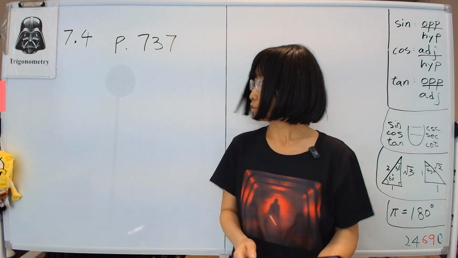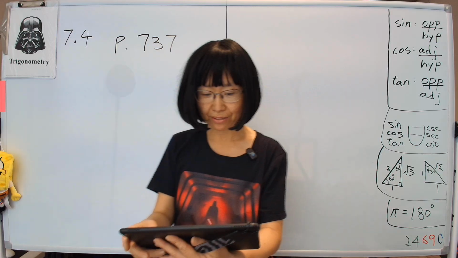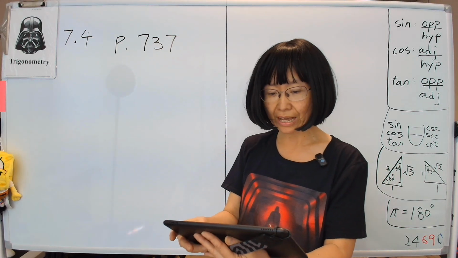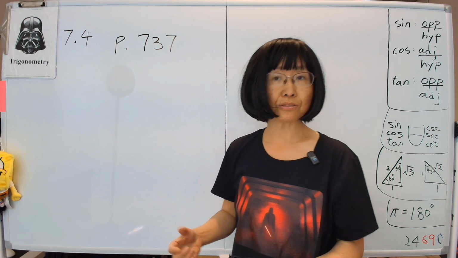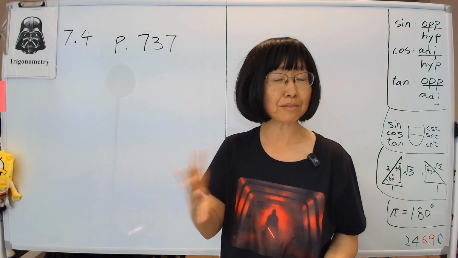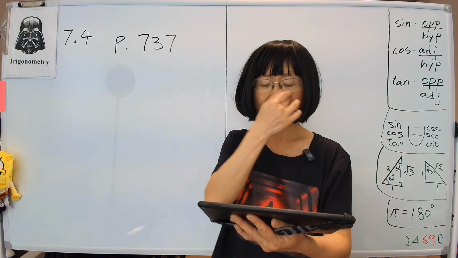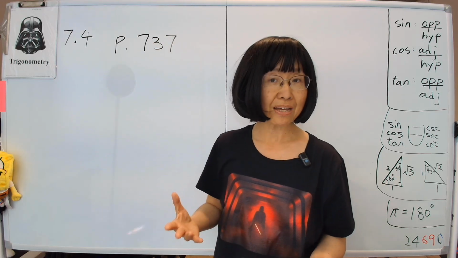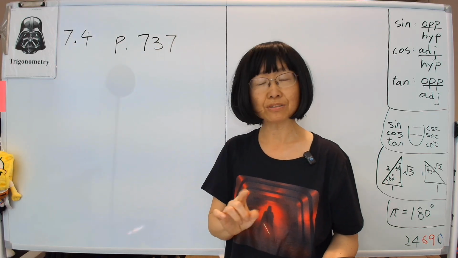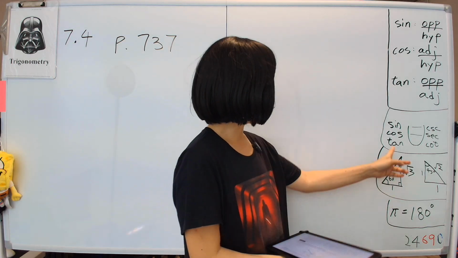Today we are going to do section 7.4, so please turn to page 737 of your book and let's look at example 1. What we're going to do is, last time in the previous section we talked about sine and cosine, various values for sine and cosine, and now we're going to do the same values but now it's for angles for tangent, cotangent, secant, and cosecant.